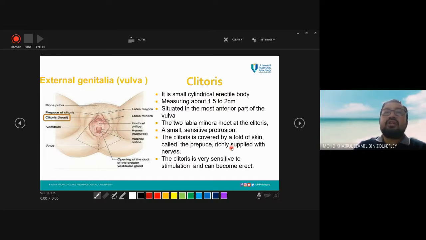Untuk conception berlaku, masa fertilization nak berlaku, sexual intercourse tu, so sexual arousal tu sebenarnya kawasan untuk menaikkan sexual arousal tu usually will richly supplied with nerve untuk mudah dirangsang lah kita kata. The clitoris is very sensitive to stimulation and can become erect.